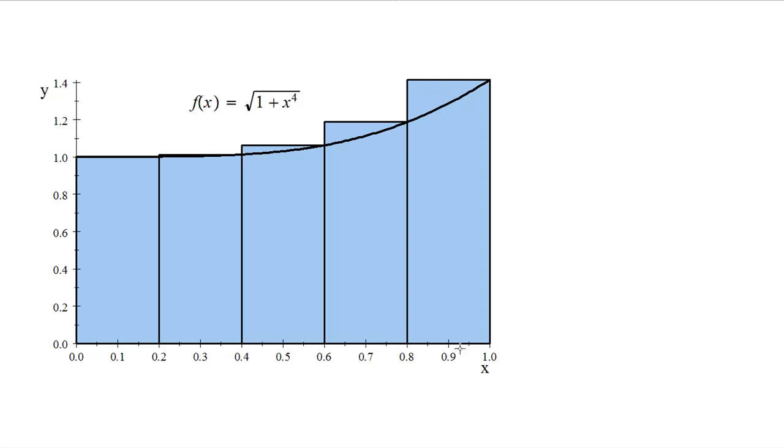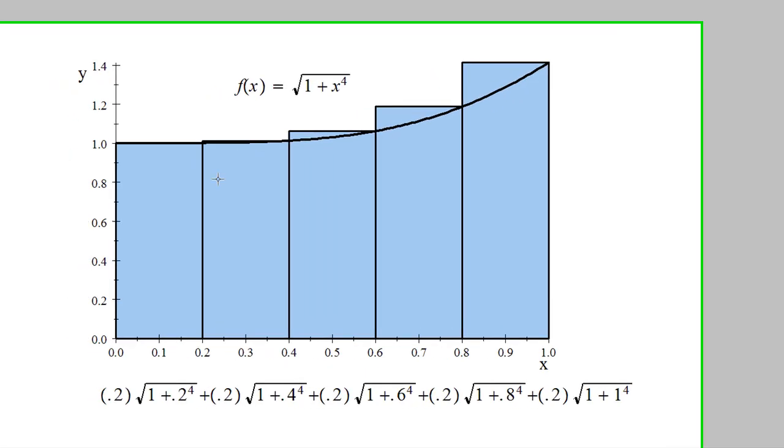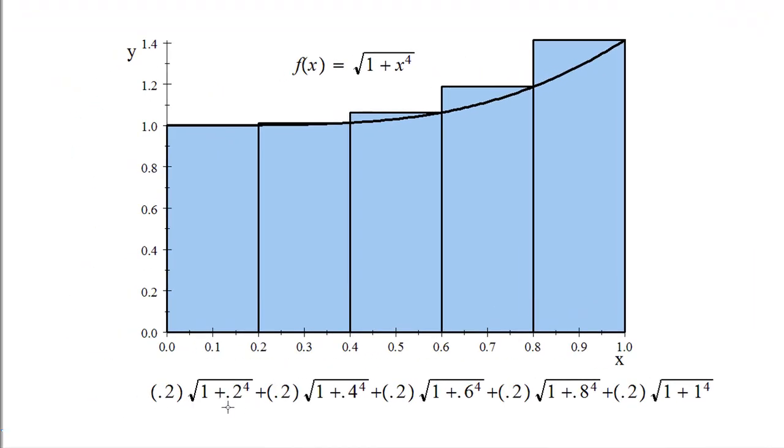Okay, so we'll go ahead and compute the area. To compute the area, this width will be multiplied by this height, and this height is determined by the value of this function at x equals 0.2. So this height is the square root of 1 plus 0.2 to the power 4, and this one will be determined according to 0.4, this according to 0.6, this according to 0.8, and this according to x equals 1.